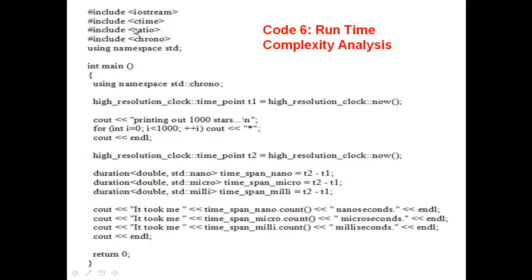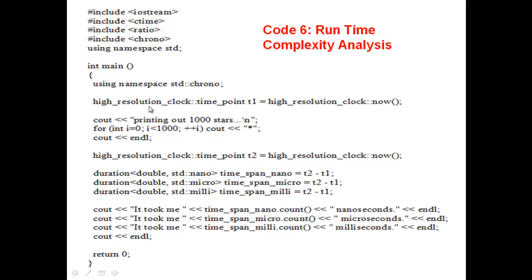In order to do that, you need to include three packages: ctime, ratio, and chrono. These are the three header files that you have to include as part of the include statement. Then of course you have using namespace std. Now inside the main function you include another using namespace statement: using namespace std::chrono. This chrono is a package that you want to use for the time functions.